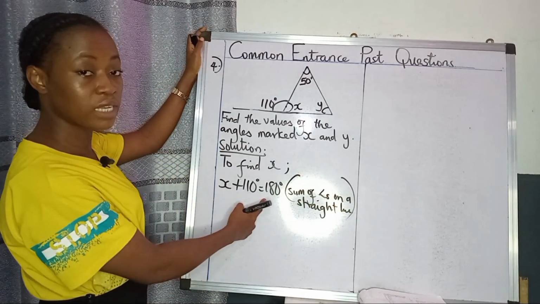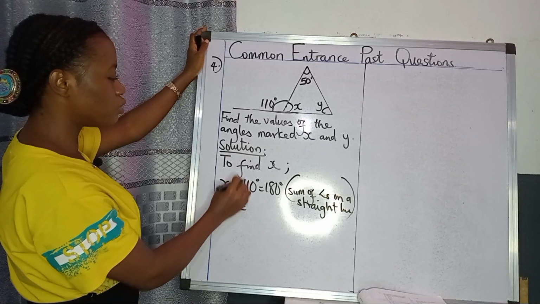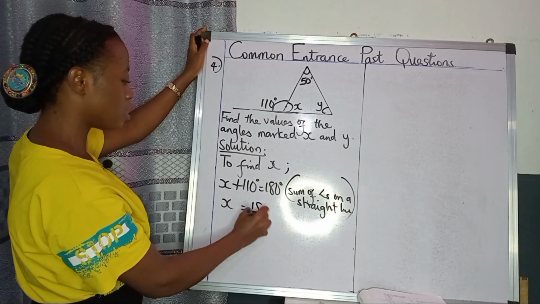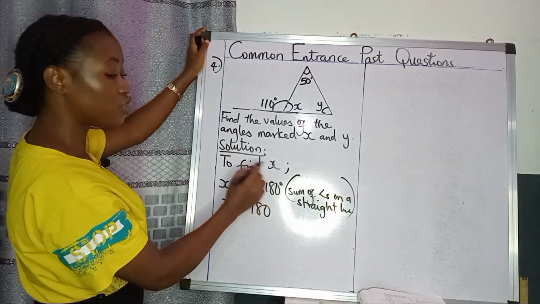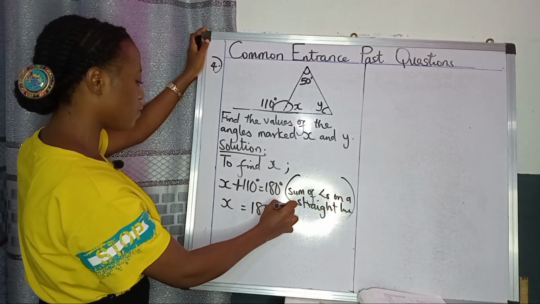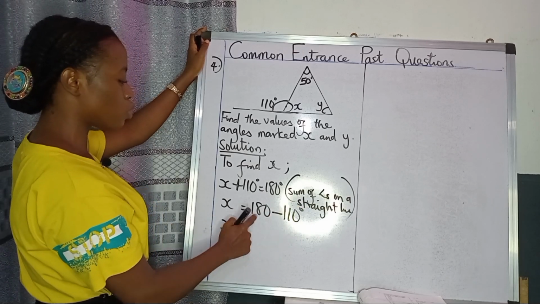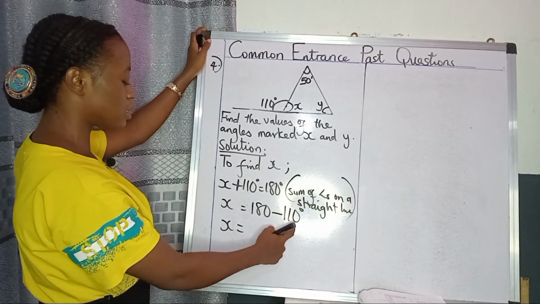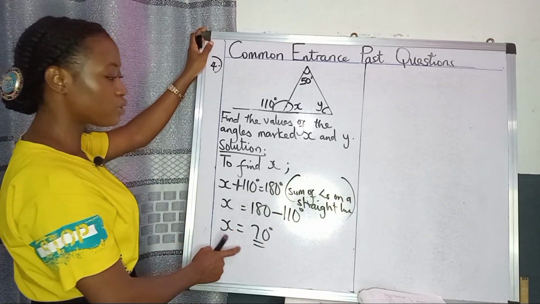Moving on, this is an equation. To get x, x is equal to, now you move 110 to the other side, and once a plus sign crosses the equality sign, it changes to minus. So this will give us minus 110 degrees. Therefore, x is equal to 180 minus 110, which is equal to 70 degrees. Now, x is equal to 70 degrees.